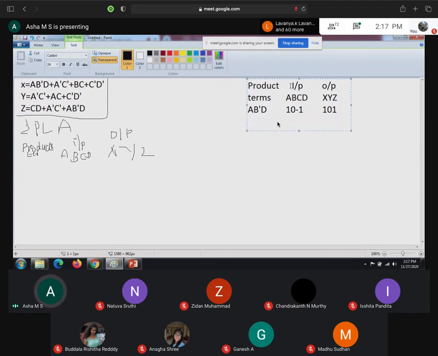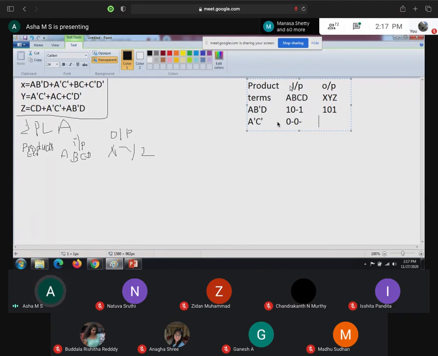Take down the next product. What's the next product? ĀC̄. What is the value of variable A? The value of A is 0. B doesn't exist, so hyphen. What about C? C is 0. What about D? D doesn't exist, so it's a hyphen.